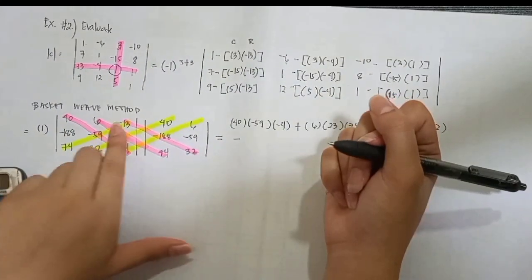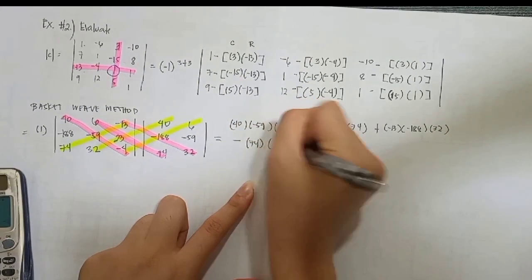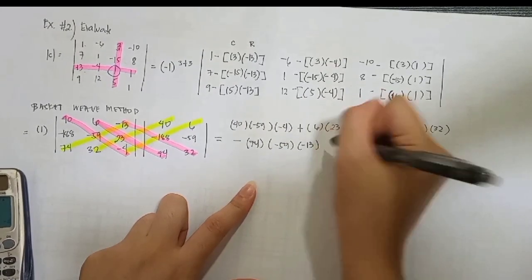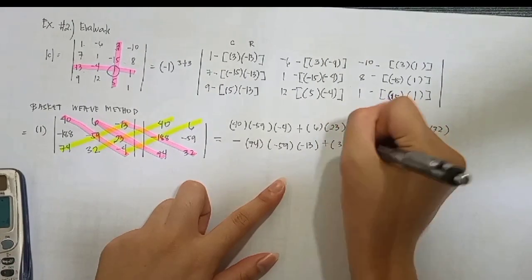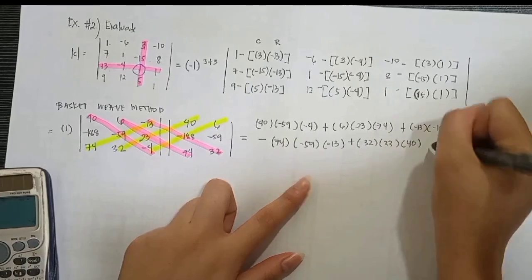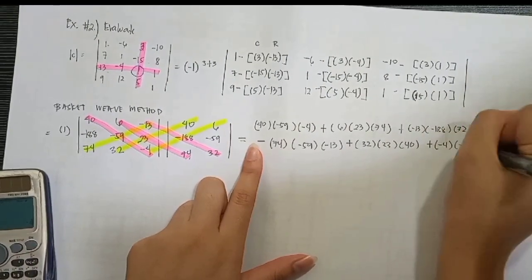Subtract it from positive 74 multiplied by negative 59 multiplied by negative 13. Plus positive 32 multiplied by 23 multiplied by 40. Plus negative 4 multiplied by negative 188 multiplied by 6.